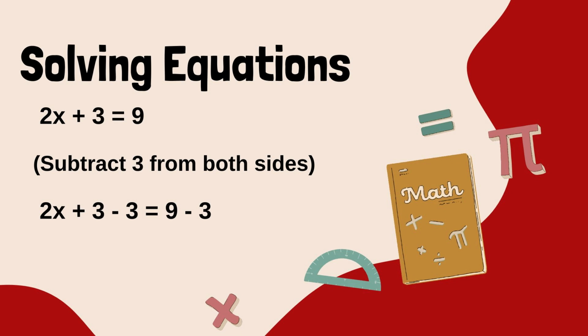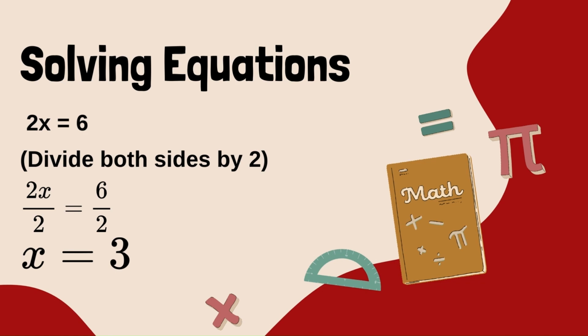Now plus 3 minus 3 is 0. So I am left with just 2x. So my 2x will be equals to 9 minus 3, which is 6. So 2x is equals to 6. Now, I'm not interested in knowing what the value of 2x is. All I want is the value of x. So to get the value of x, I'll have to divide 2x by 2 to give me the value of x. And if I'm dividing 2x by 2, I also need to divide 6 by 2. So my 2x divided by 2 is equals to 6 divided by 2. 2x divided by 2 gives me x, and 6 divided by 2 gives me 3. So my x is equals to 3.